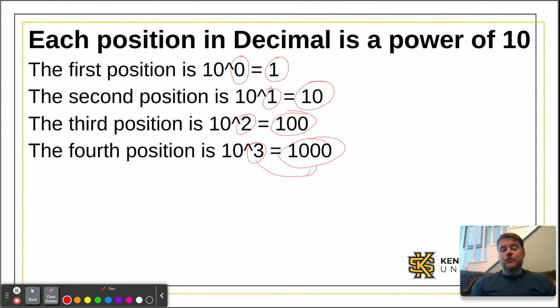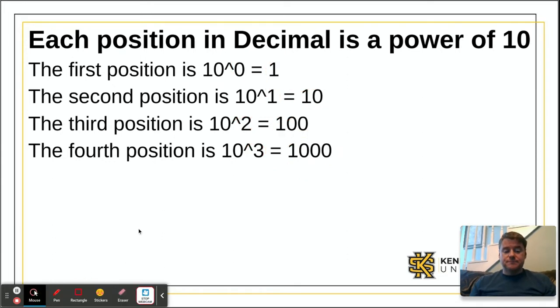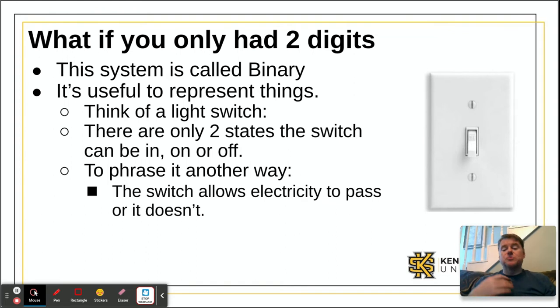And I know I'm saying fourth, but look at how many zeros there are. The power tells you how many zeros are going to be in the number. So each of the numbers in our system is a power of 10. And that's again because we have 10 digits. That's why we chose to do that.